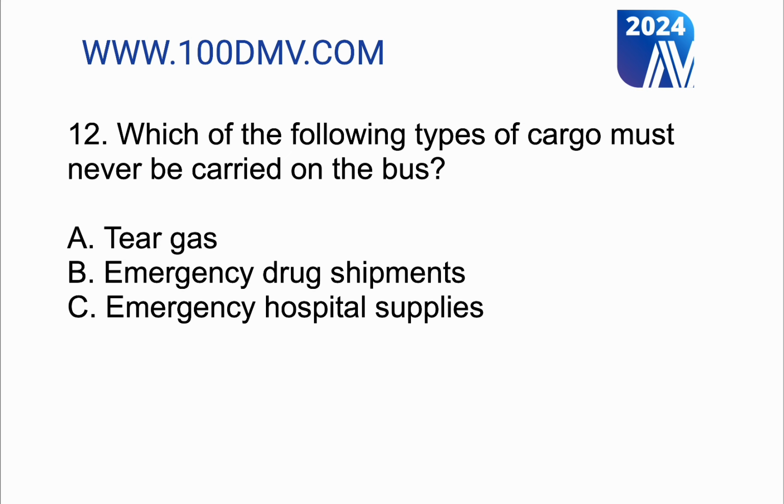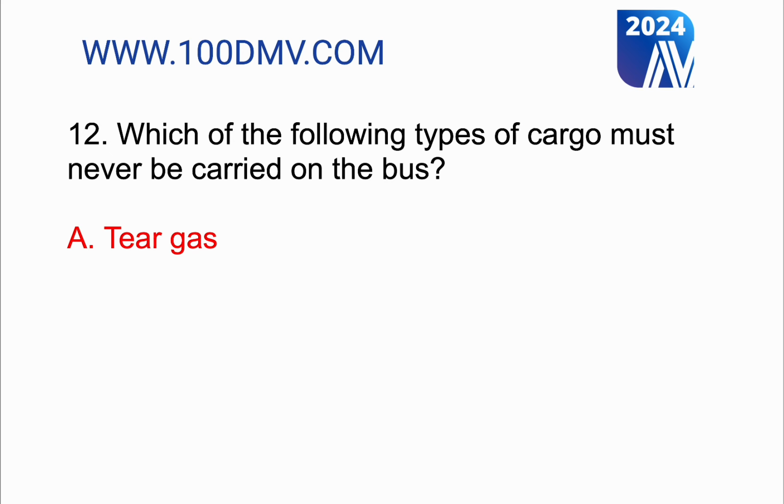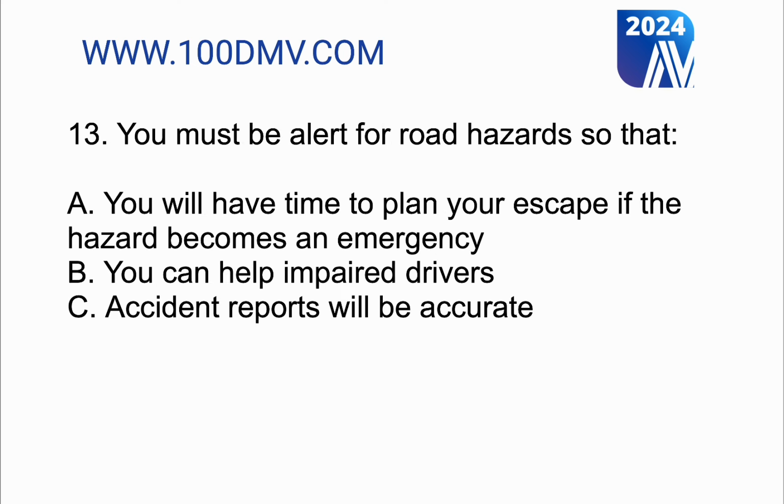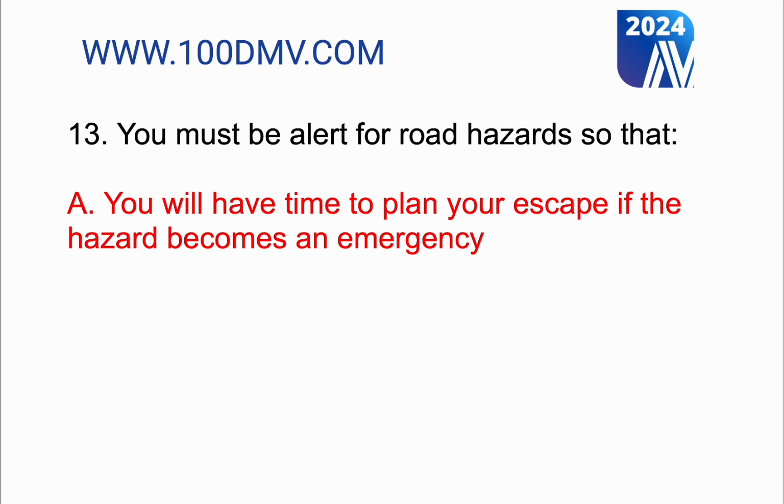12. Which of the following types of cargo must never be carried on the bus? A. Tear gas. B. Emergency drug shipments. C. Emergency hospital supplies. Correct answer. A. Tear gas. 13. You must be alert for road hazards so that A. You will have time to plan your escape if the hazard becomes an emergency. B. You can help impaired drivers. C. Accident reports will be accurate. Correct answer. A. You will have time to plan your escape if the hazard becomes an emergency.